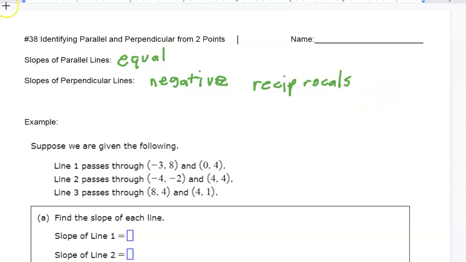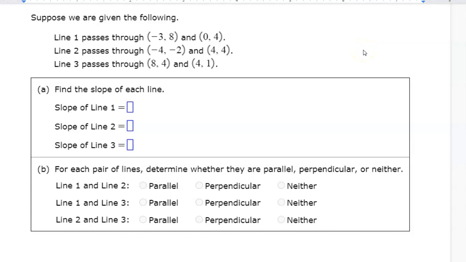So let's take a look at a few examples. Suppose we are given the following. Line 1 passes through -3, 8, and 0, 4. Line 2 through -4, -2, and 4, 4. And line 3 through 8, 4, and 4, 1. First, we're going to find the slope of each line, and then we're going to determine whether they're parallel, perpendicular, or neither. So let's get started here.